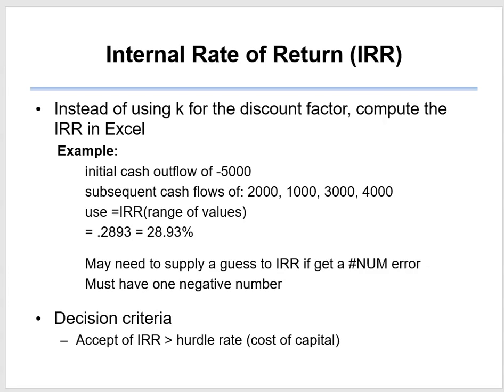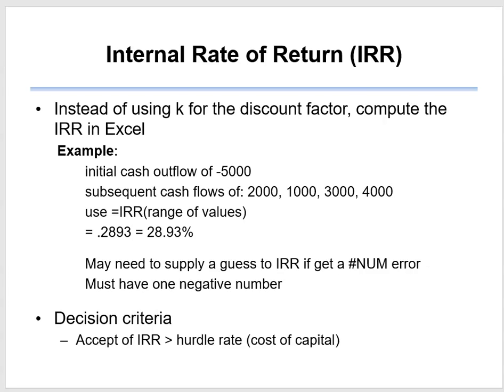Now, how do we know whether to do a project or not? Well, if the internal rate of return of the project is greater than my hurdle rate, I do the project. So in this example, if my hurdle rate was 15%, my internal rate of return is greater, I do the project.